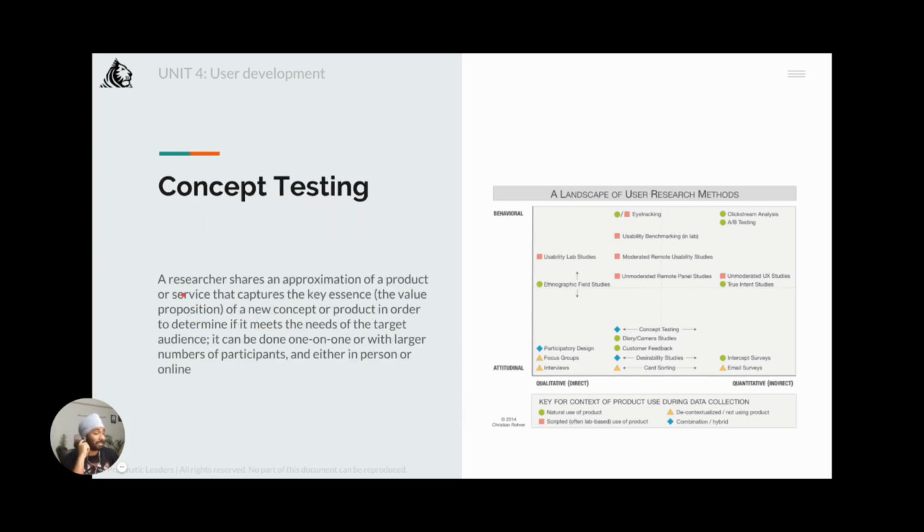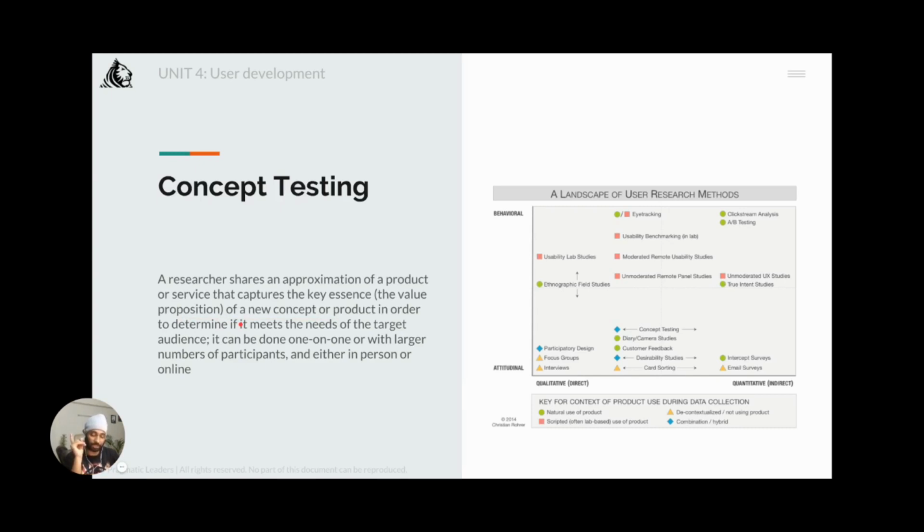Okay, then comes concept testing. Now, concept testing comes in all sorts of forms and figures. One of the most common is videos. Dropbox case, for example, you know this, right? So, an approximation of the product is used. Now, that approximation could be anything, okay, and it should capture the key essence, the value proposition of a new concept or product in order to determine if it meets the need of the target audience.